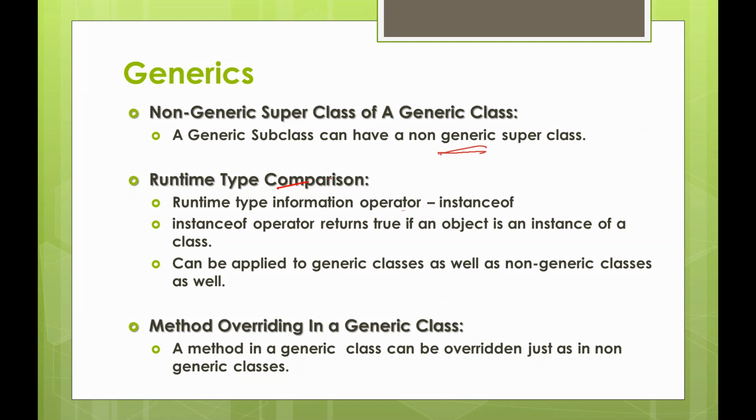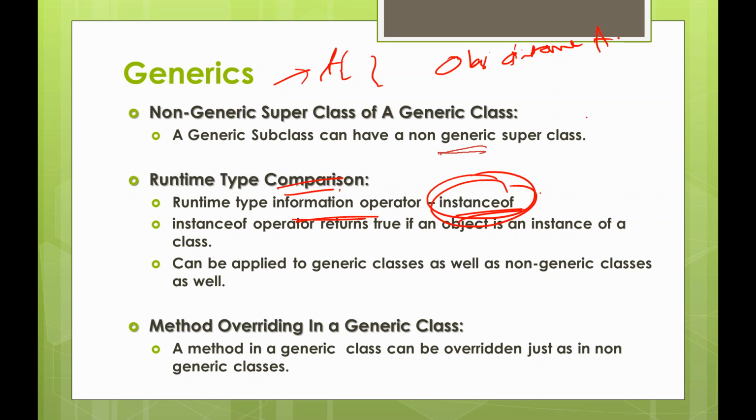So, runtime type comparison. This is the instanceof operator, the runtime type information operator. Say, for example, you have class A, and you can compare an object to check whether it is an instance of class A. You can use the instanceof operator with objects to confirm that a particular object is of a particular class. Try this thing, and method overriding in a generic class is also possible.